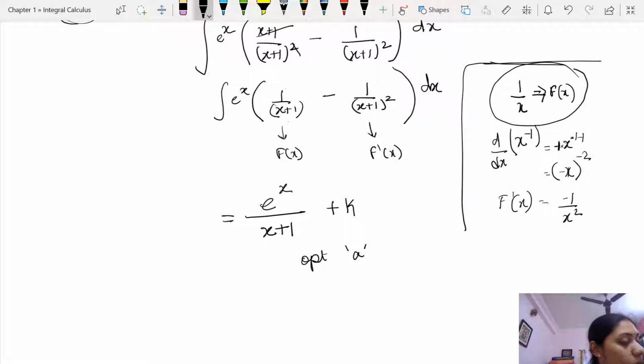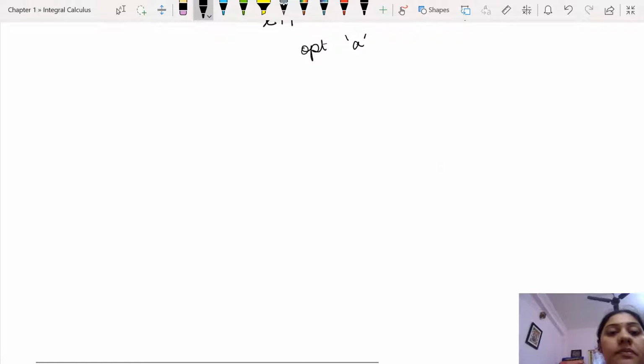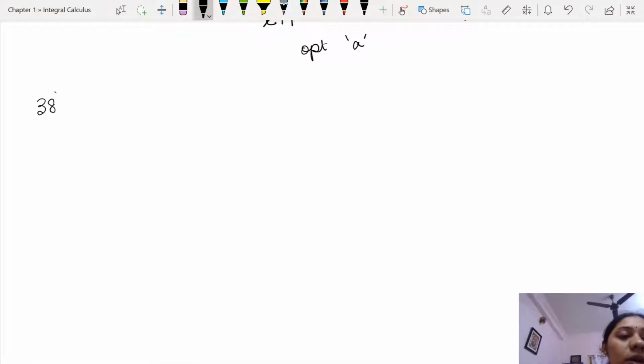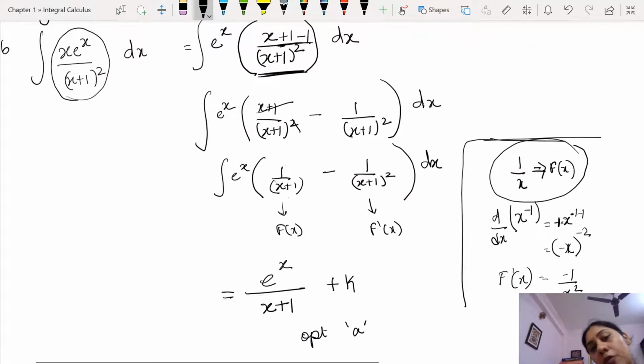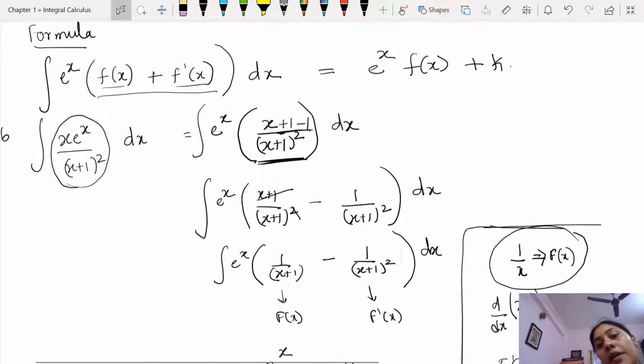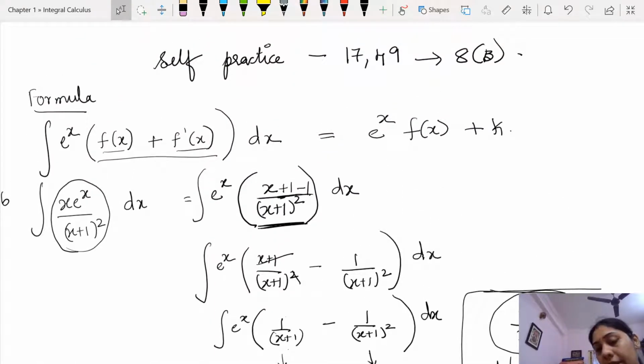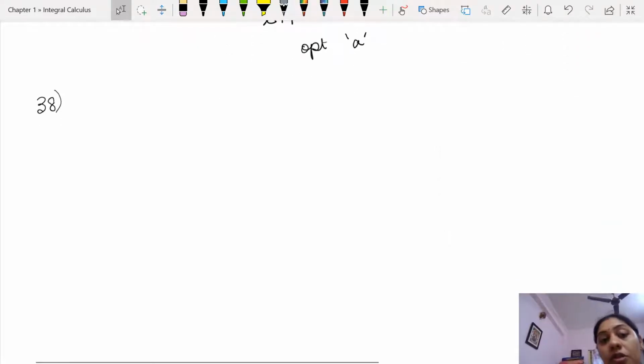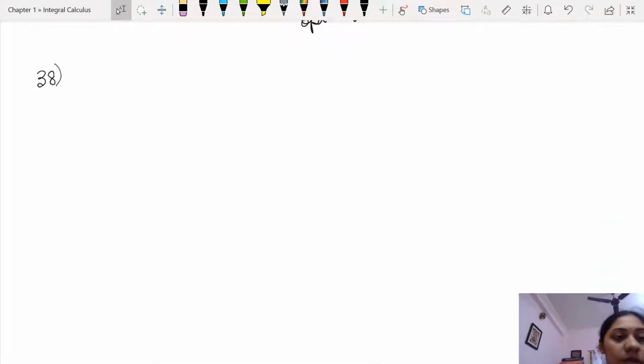Now let us go to question number 38. Very often these kinds of questions come in the exam. This e power x formula is very often tested in the examination. With this kind of question you can score full marks in the examination.